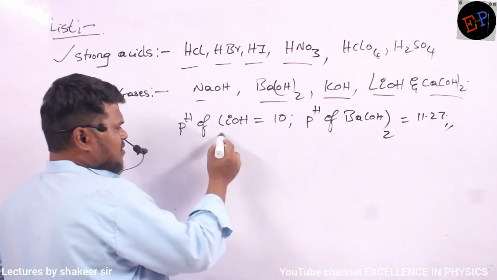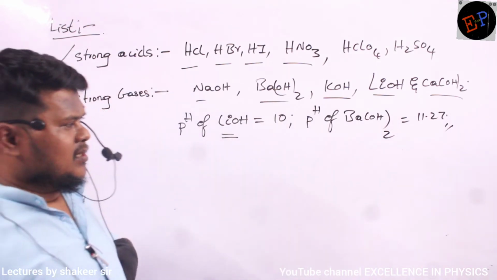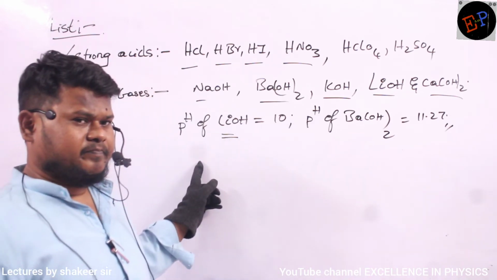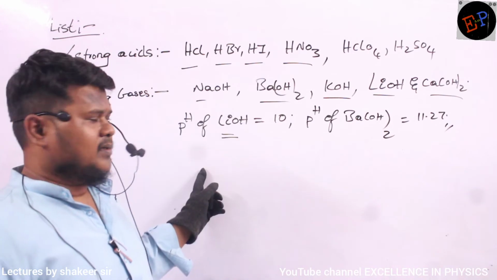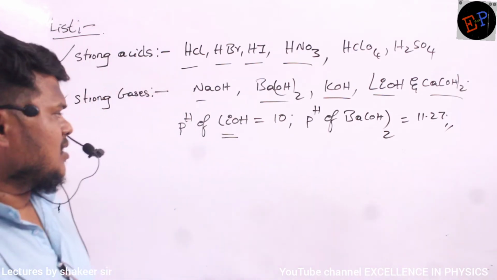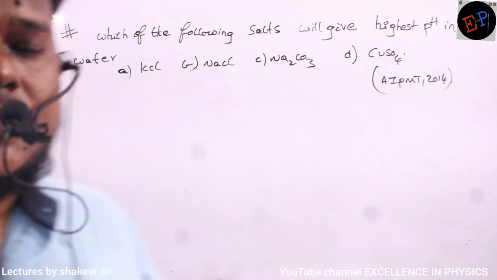So what is the pH value of LiOH? It is 10. And the pH value of Ba(OH)2 is 11.27. It means out of these two, which one is a strong base, ma? Ba(OH)2 is the strong base because its pH value is larger when compared to LiOH. Clear? Right now. Okay.